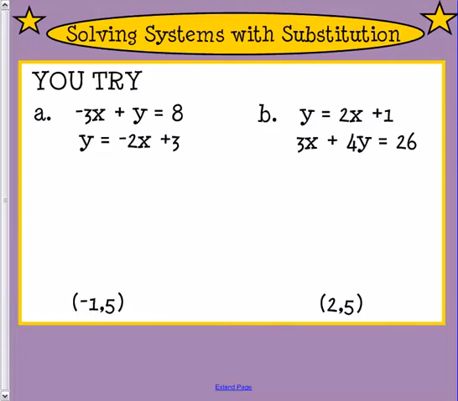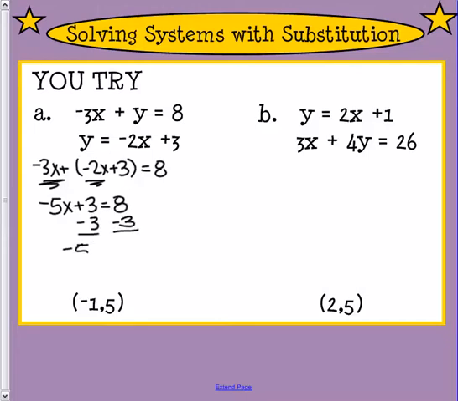Okay, so we are going to plug into this equation the negative 2x plus 3 in for y, which equals x. So I'm going to combine these like terms. Even though they're in parentheses, that plus sign does nothing to them. So it's negative 5x plus 3 equals 8. Take 3 away from both sides. Negative 5x equals 5. Divide by negative 5. x equals negative 1.